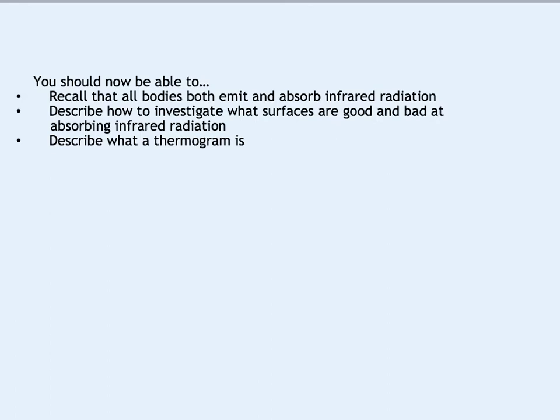So clearly, those ones that are good at absorbing infrared radiation will also be those ones that are good at emitting infrared radiation. So by taking the temperature inside over time, the ones that are emitting the most, the temperature is going to go down the greatest amount. And finally, you should be able to describe what a thermogram is. It's one of these pictures where infrared radiation is used instead of light, and it's very useful because we can use it to identify areas of heat loss.